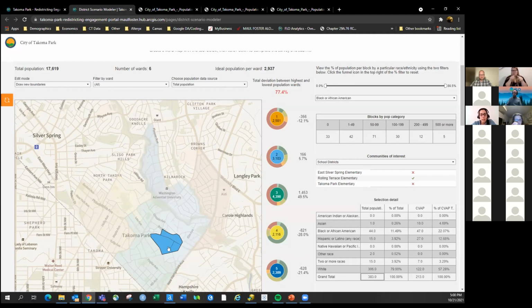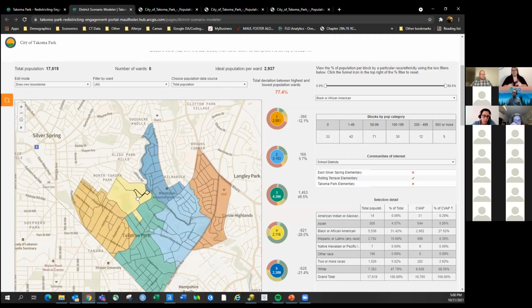So we have almost 3,000 people who live within this particular area. In this other area here, we're looking at about 800 people. Right now, you're starting off at 77.4% total deviation. This is the number that we're looking at when we want this underneath 10%.